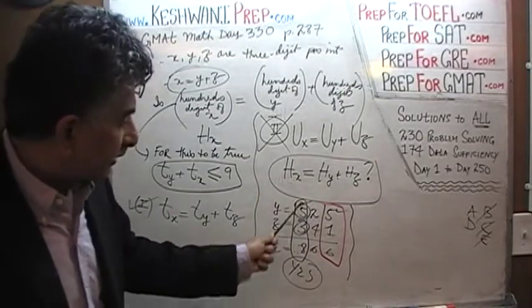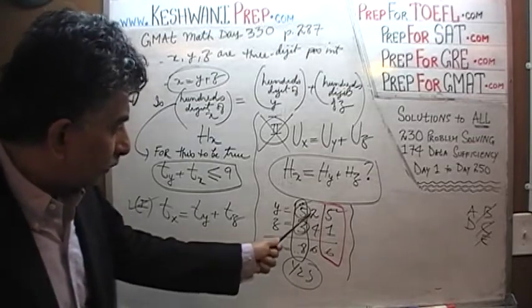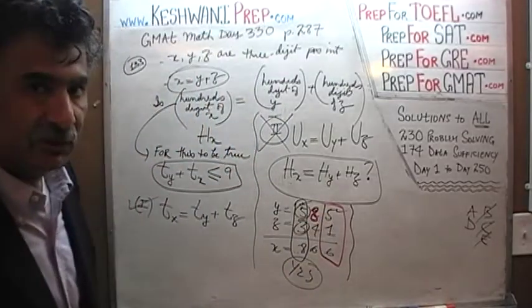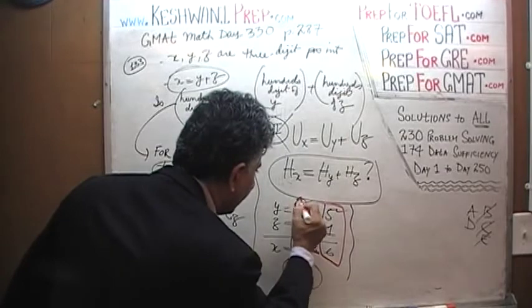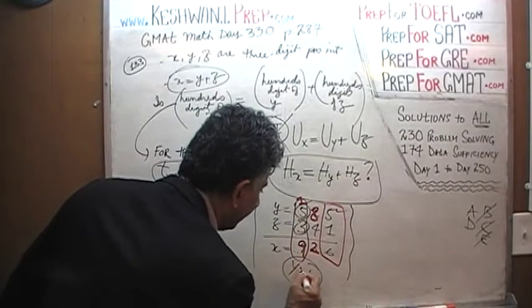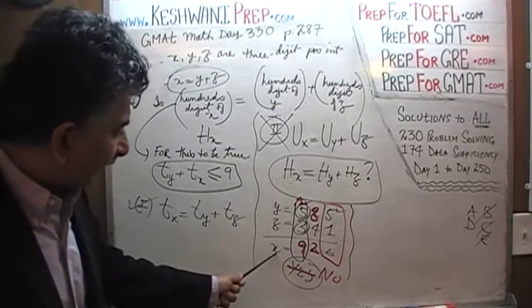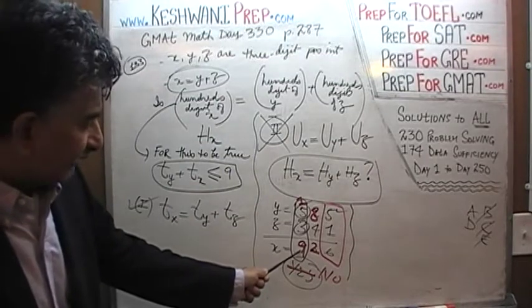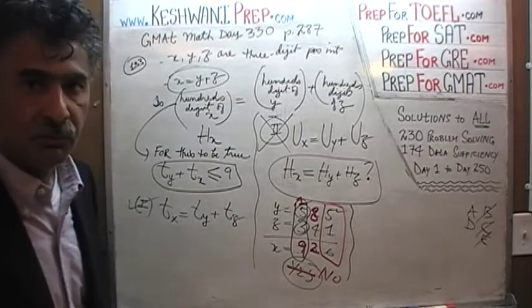What happens to the 100 digit depends on what happens to the 10 digit. For example, if instead of a 2, we change that 2 to an 8, then this 6 will become 2 and we'll have to carry 1. And now it would be 9, and now the answer would be no. Is the 100 digit of X, which is 9 now, does 9 equal 5 plus 3? Of course, 9 does not equal 5 plus 3. Now the answer is no.